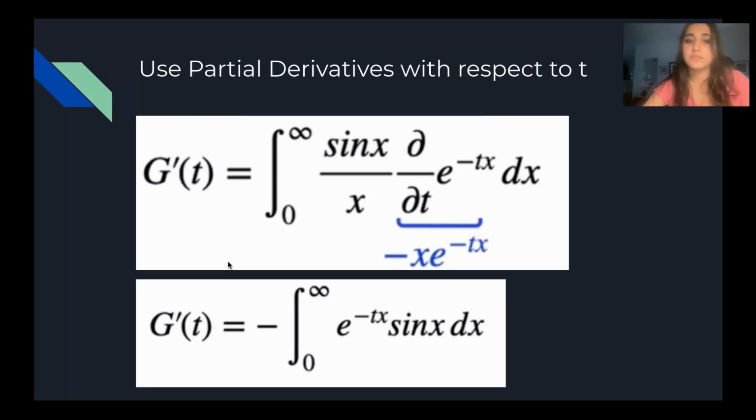And yeah, so the next step we're going to do is, now we don't know how to find the integral of this, but just like the previous problem, we do know how to find the derivative. So we are once again going to use a partial derivative with respect to t.